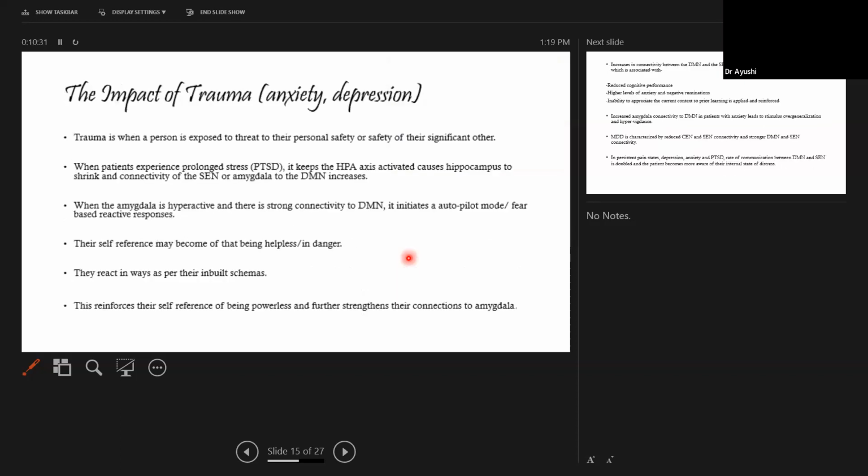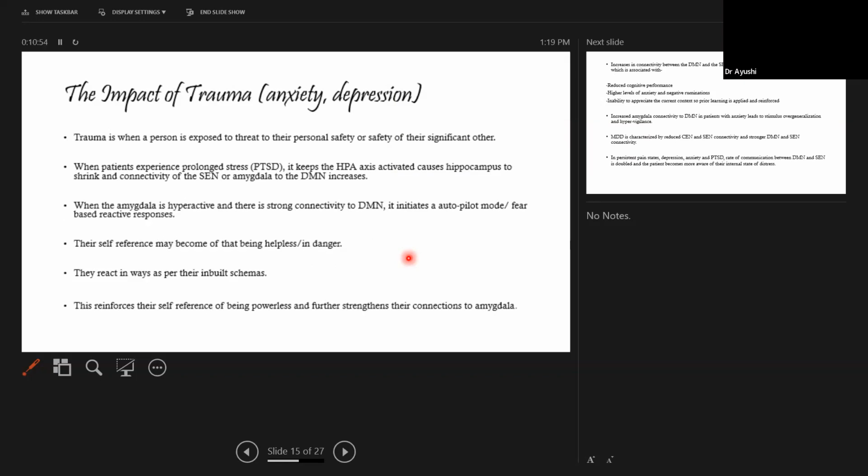Next is the impact of trauma, anxiety, or depression. Trauma is basically when a person is exposed to a threat to their own personal safety or to the safety of their significant other. Whenever a person experiences prolonged stress, the hypothalamic-pituitary-adrenal axis, the HPA axis, is activated, and there is increased release of cortisol.